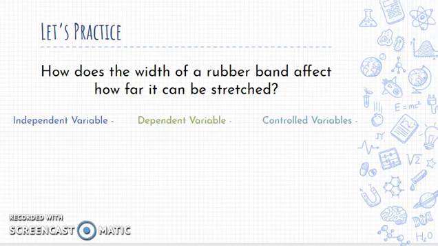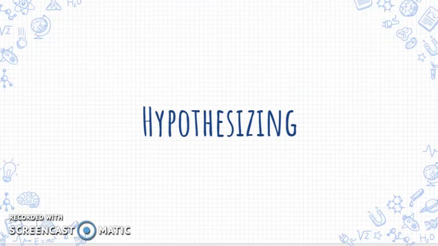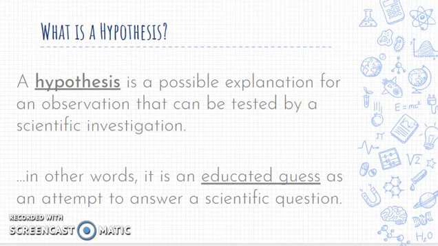The second step after we have identified our question is going to be hypothesizing. So what is a hypothesis exactly? A hypothesis is a possible explanation for an observation that can be tested by a scientific investigation. In other words, an educated guess. That's an attempt to answer a scientific question. So it's educated because we've done research on it, and that makes it not just a random guess. We've actually looked up some background information about the topic.